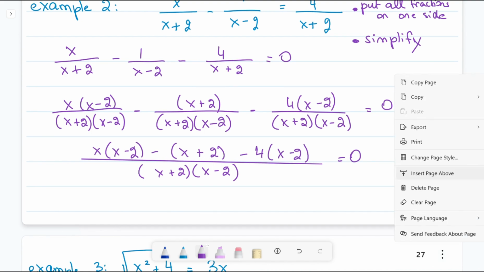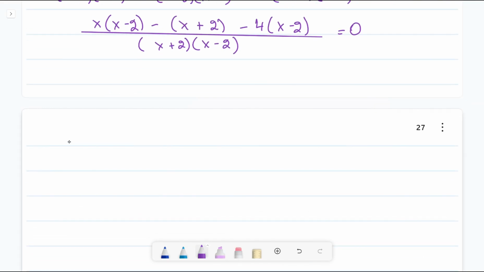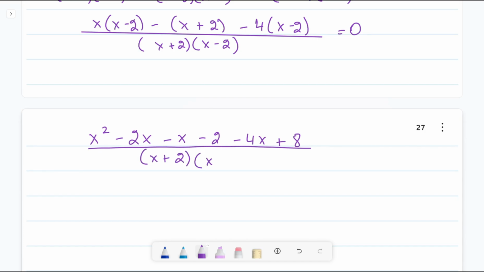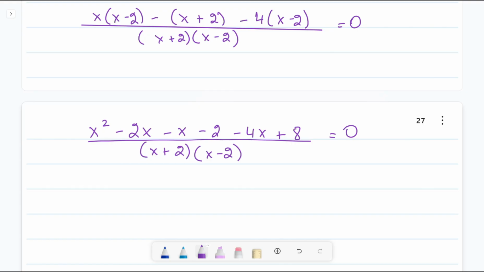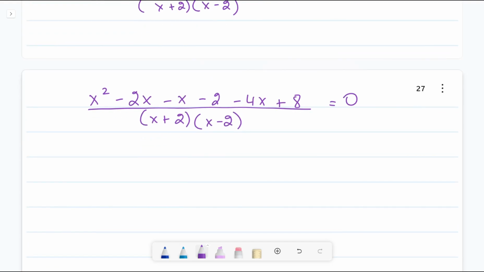And again, I will continue simplifying this. This will give us x squared minus 2x minus x minus 2 minus 4x plus 8 over x plus 2 times x minus 2 equals to 0. One thing worth noting is that in a rational expression, in a fraction, the denominator can never be 0. So if this expression is equal to 0, then the numerator is equal to 0. So x squared minus 2x minus x minus 2 minus 4x plus 8 is equal to 0.